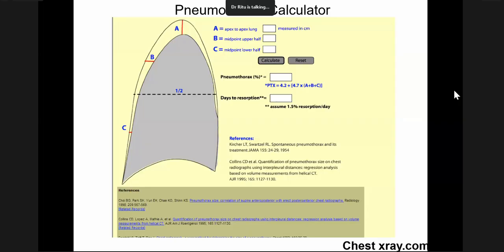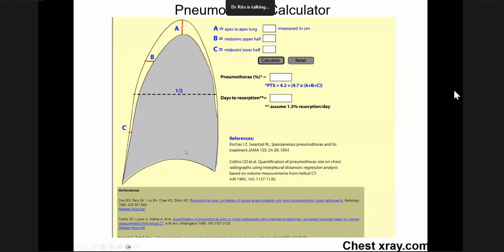There are several. I think the chestxray.com website now requires a membership or a subscription, but you can look up a pneumothorax calculator if it is of interest, and you can put in the numbers by measuring the pneumothorax at different parts of the chest. If, for example, there was no pneumo at the level C, then you put a value of 0 and you calculate it, and it gives you what percentage the pneumothorax is and how many days it will take to resolve. And as I mentioned, it resolves at approximately 1.25 centimeters per day, or 1.5% per day.